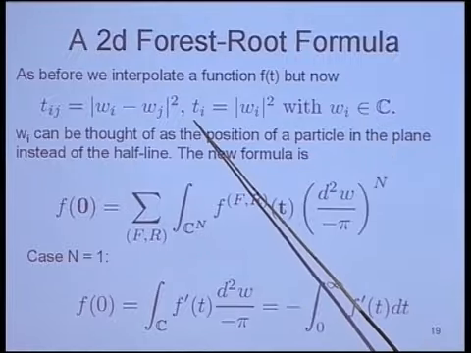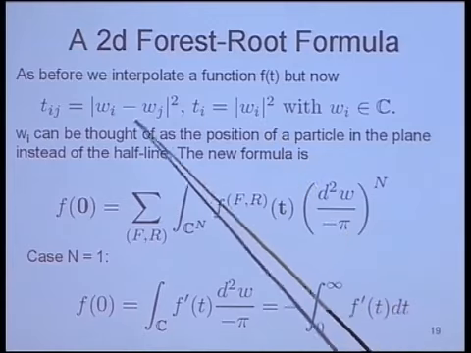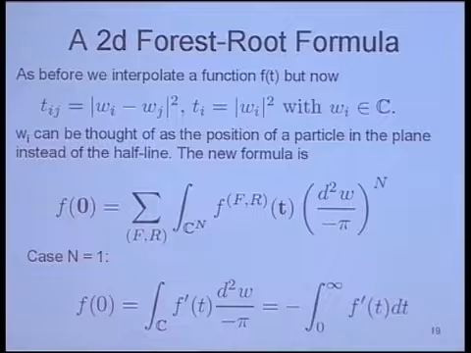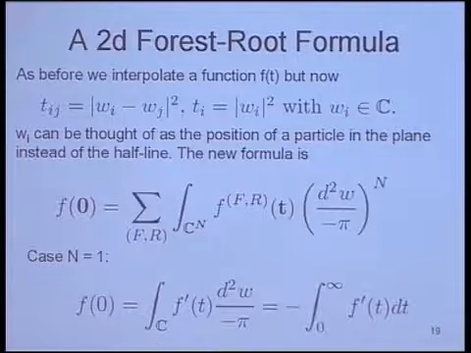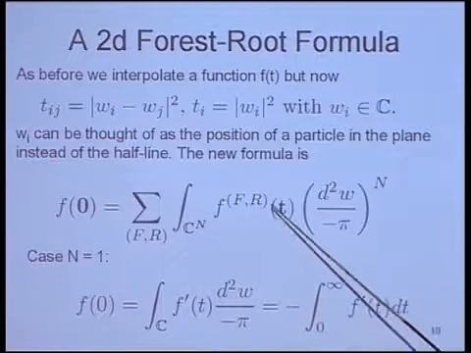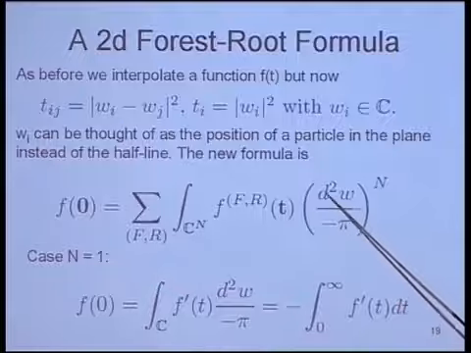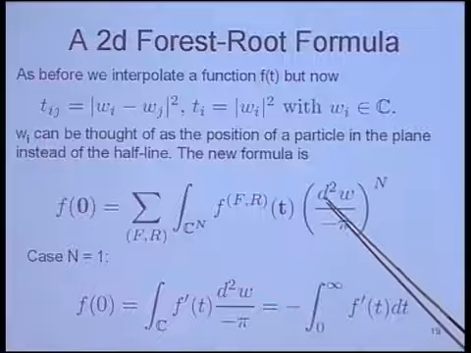And the t's then are derived from the w's either by taking the norm square or the norm square of the difference. Now once again, we can think of these w's as being positions of particles in the plane rather than in the half line. The new formula then looks very similar to the old one, except the integration, we still have that nasty minus sign, and the integration is over the entire plane instead of over the half line.